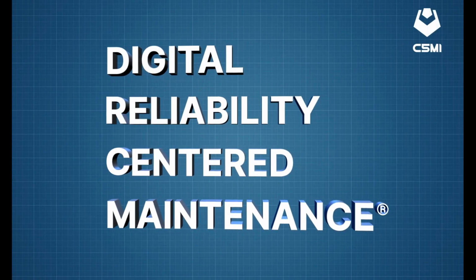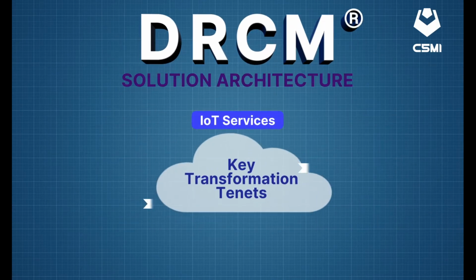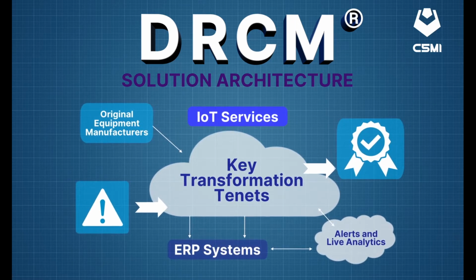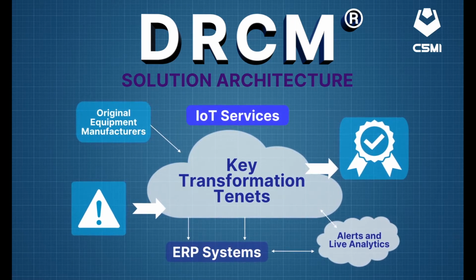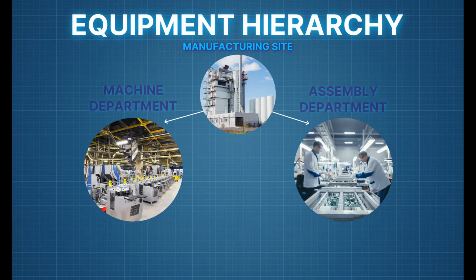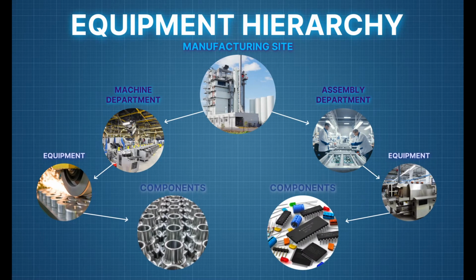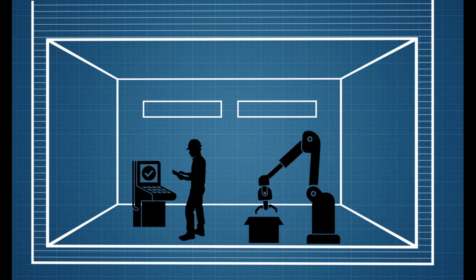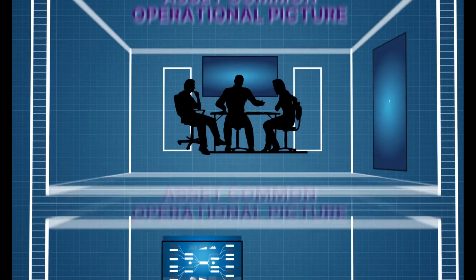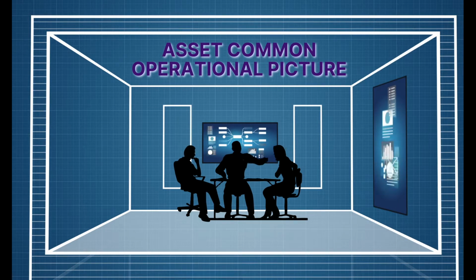The C5MI DRCM solution architecture and implementation methodology, blended with accelerators, will address these challenges and drive transformation across the asset maintenance lifecycle. Our best practices in equipment hierarchy definition play a vital role in driving transformation across the plant maintenance ecosystem. DRCM brings together equipment-related information and all stakeholders. This establishes a collaborative, single version of the truth as the asset common operational picture.